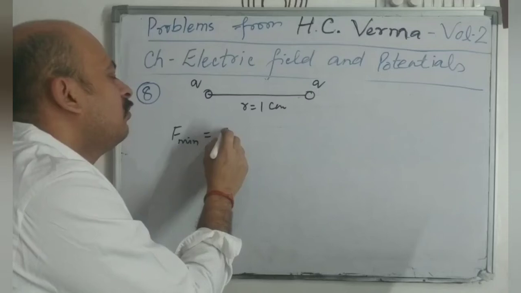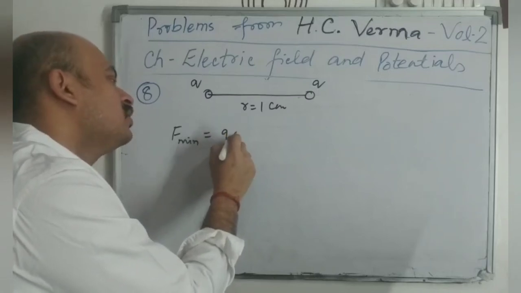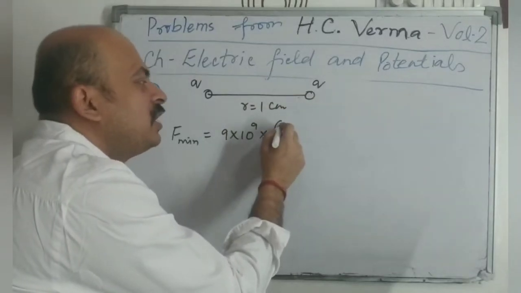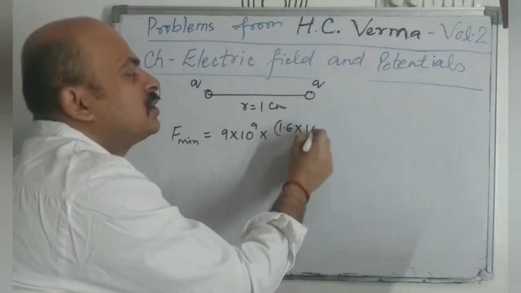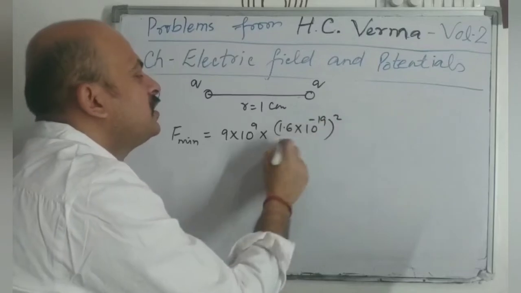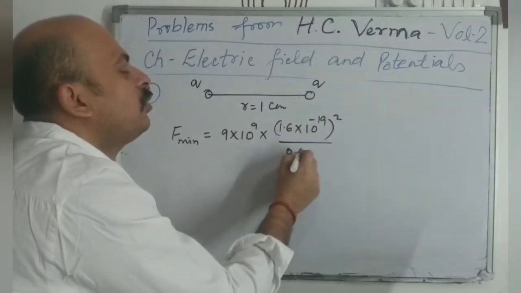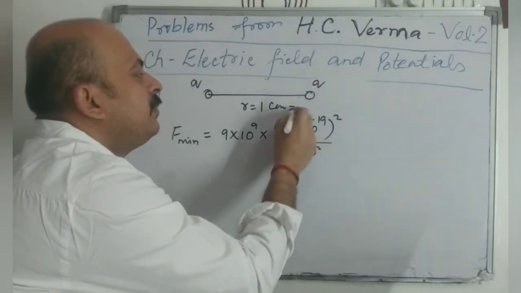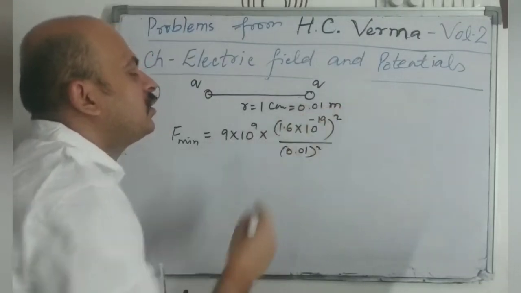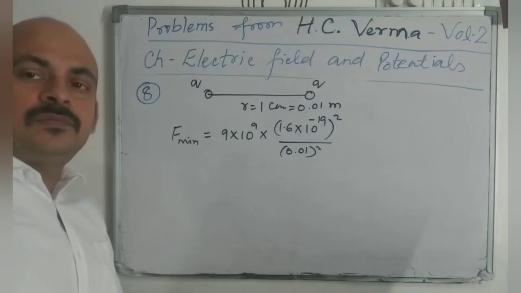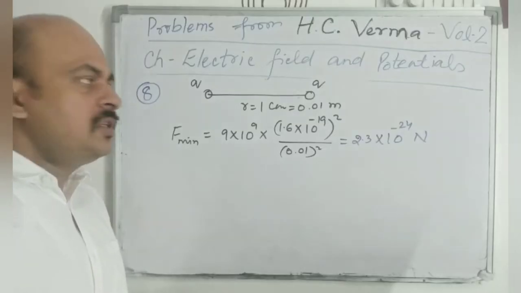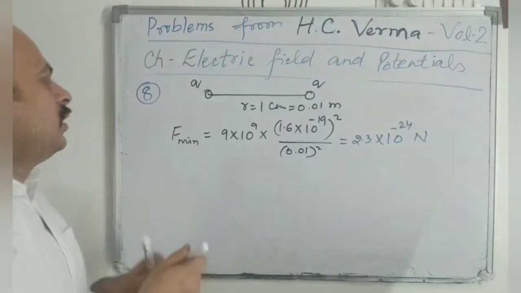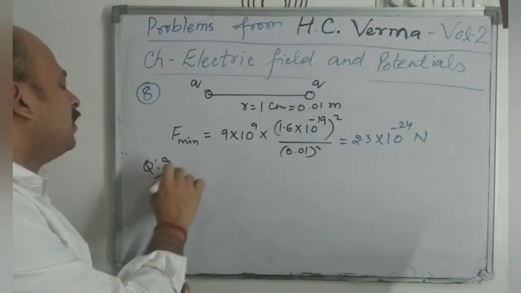So that is 1 upon 4 pi epsilon naught, which you can write as 9 into 10 to the power 9. Here we have electronic charges, minimum charge being the electronic charge, so the square of this divided by 0.01 square. 1 centimeter means 0.01 meter. So the square of this, which is 2.3 into 10 to the power minus 24 Newton. Now question number 9.